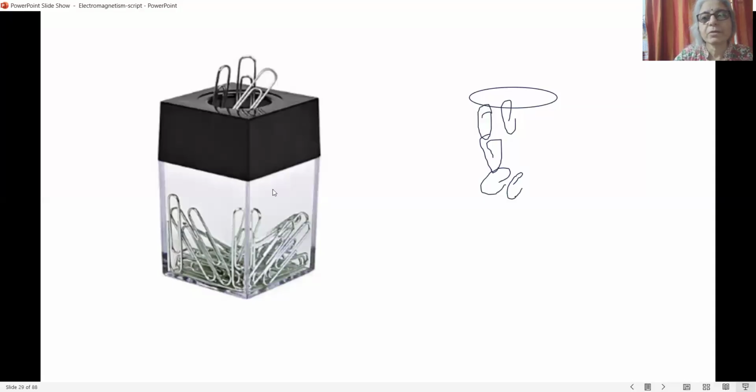So we use induced magnetism in this kind of paper clip holders. So this hole here is a ring magnet. So the paper clips stick to that ring magnet and they behave like magnets and they will pull up the clips which are at the bottom.